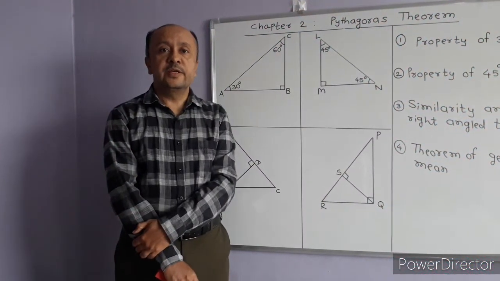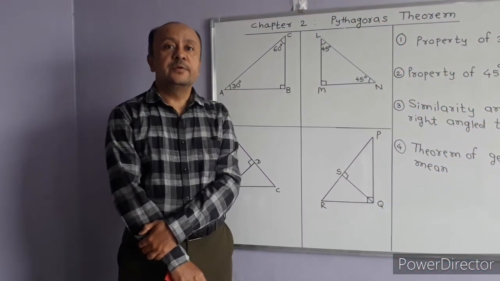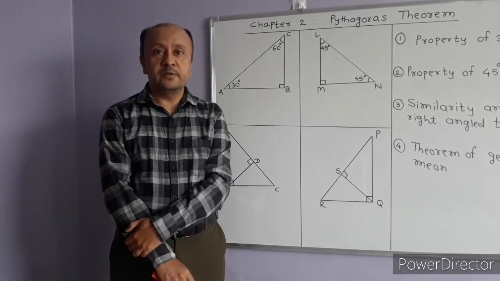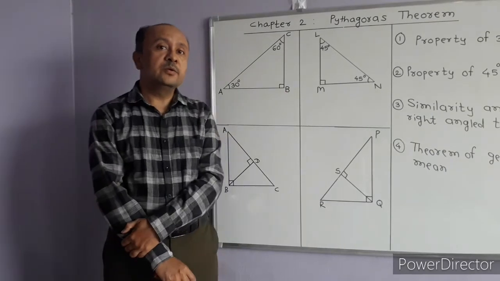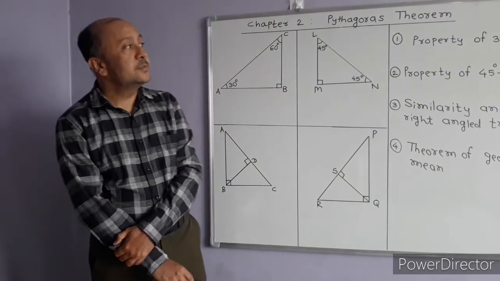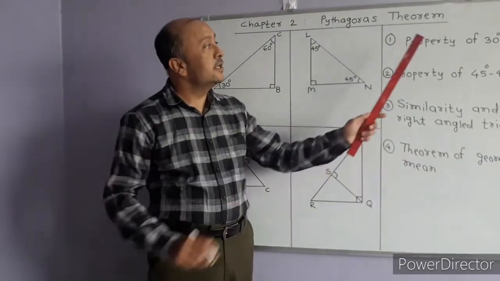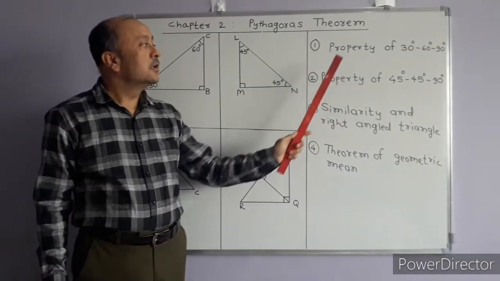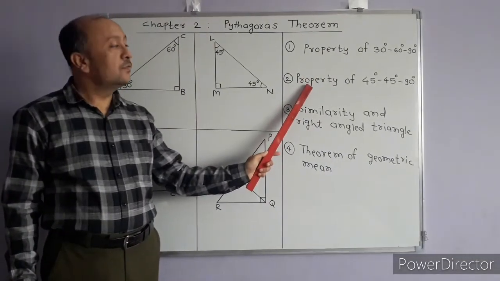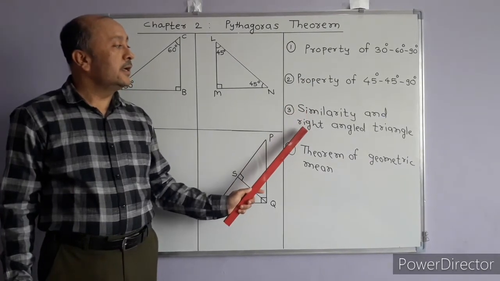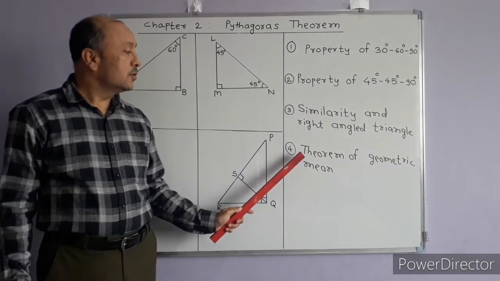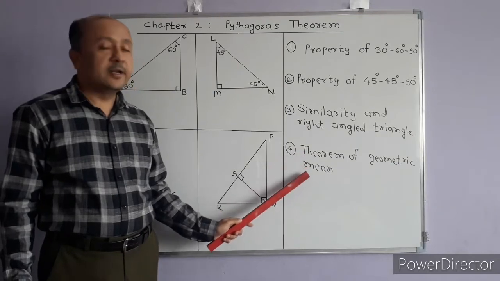Welcome students. We are seeing Pythagoras theorem. We have seen Pythagoras theorem, then converse of Pythagoras theorem and Pythagorean triplet. So today we are going to see some more concepts, that is property of 30, 60 degree and 90 degree triangle, then property of 45, 45 and 90 degree triangle, then similarity and right angled triangle, and one more concept, that is theorem of geometric mean.